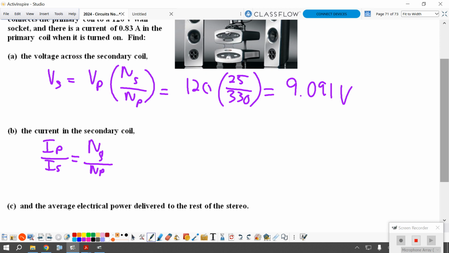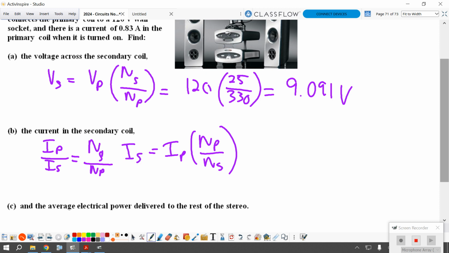What would you do? I would do the same thing. All right, let's just flip the whole thing. If we flip both sides, what we do to one side, we do to the other, which will give us IS over IP equals NP over NS. So let's flip this part of it. That would be NP over NS, and then what are we going to be multiplying that by? IP, their current in that. And that is going to be equal to IS.